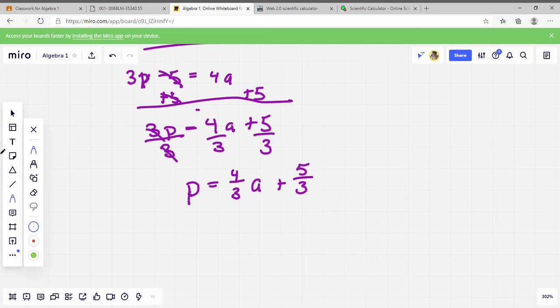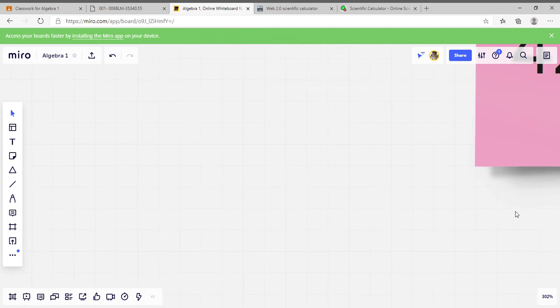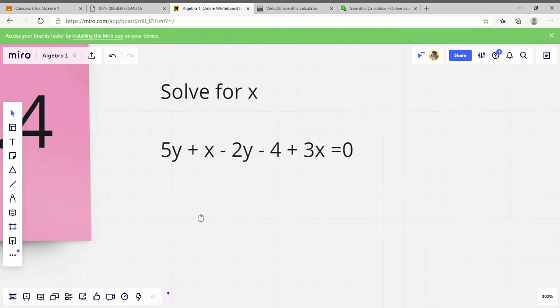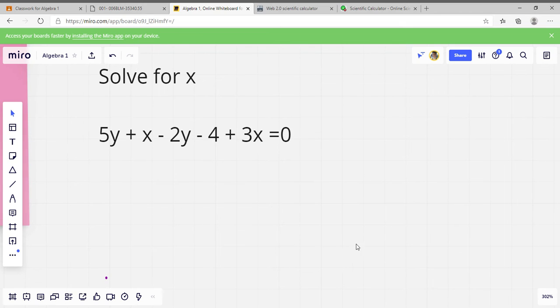All right, let's try the next example, and this is your answer. That's what that looks like. All right, next example, 42.4. This one we're solving for x.